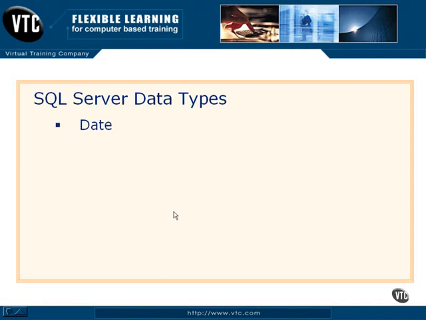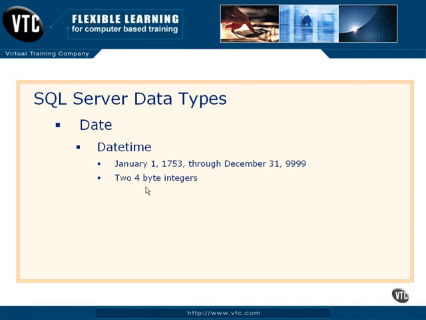Now the date types are very popular. They're used quite often in database programming. The first date data type that we'll talk about is datetime. Datetime will store dates, look at this, from January 1st, 1753 through December 31st, 9999. That's a huge span of time. It takes 2 4-byte integers, or 8 bytes total space, to record this.